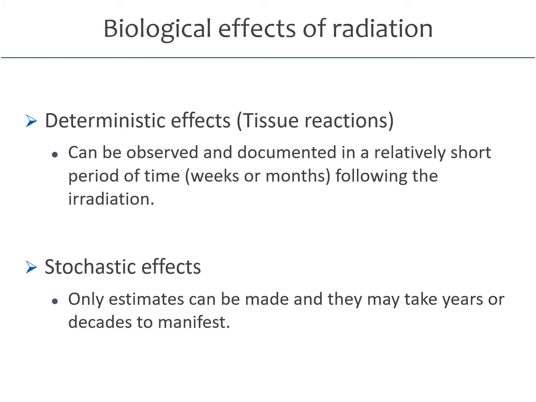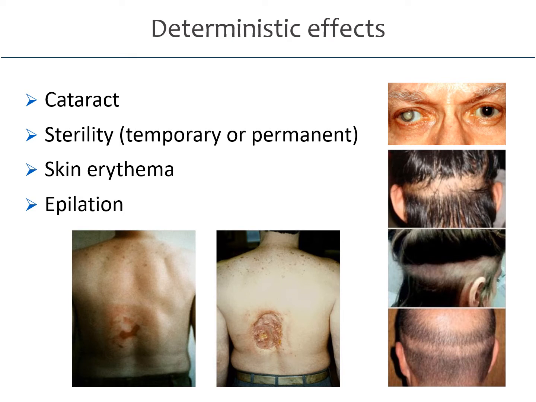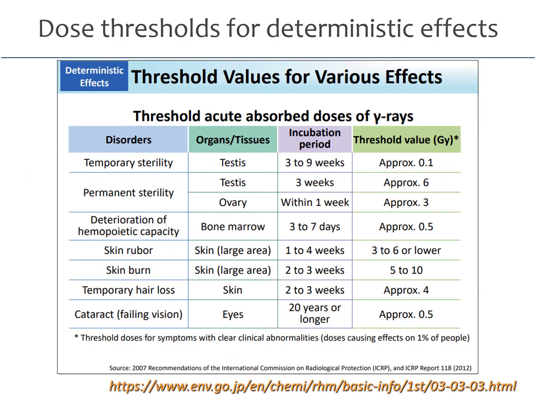Deterministic effects are usually observed in a relatively short period of time following the radiation, whereas stochastic effects are probabilistic in nature and may take years or decades to manifest. Now, when they are observed, for deterministic effects, there is a dose threshold below which no effect is observed. For doses above the threshold, the probability of appearance rises quickly. The severity of the effect also increases with dose, again of course for doses above the threshold. Some well-known deterministic effects include cataract of the lens of the eye, temporary or permanent sterility, hair loss, skin erythema. These are some typical dose thresholds for deterministic effects. You can see that they are in the order of some gray, with the exception of eye cataract with a dose threshold of almost half a gray.